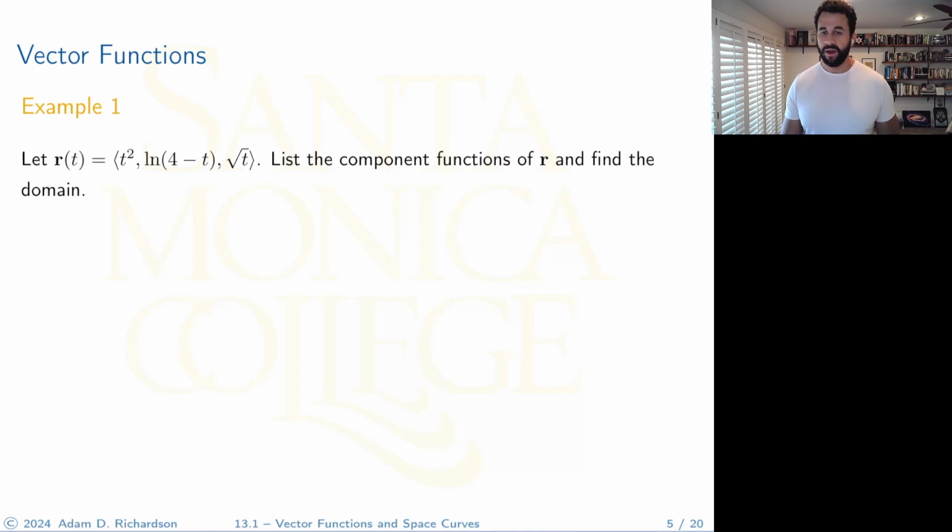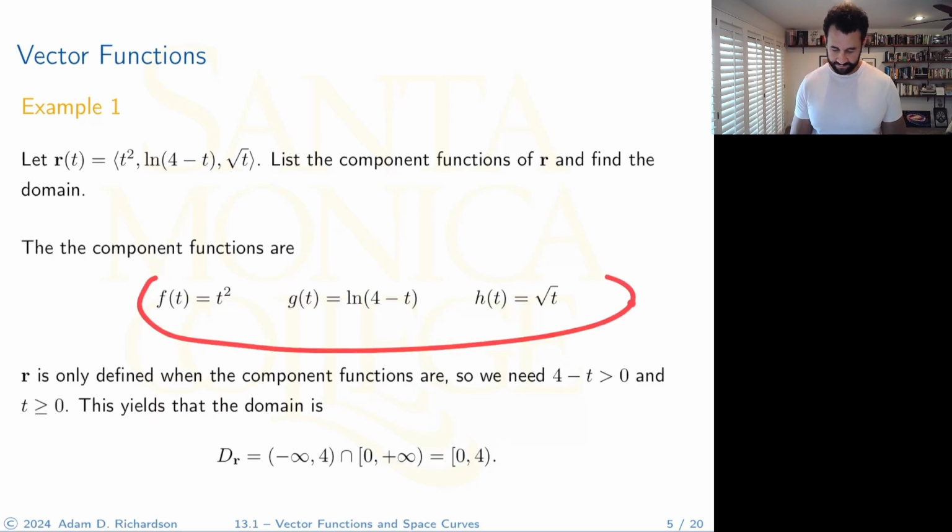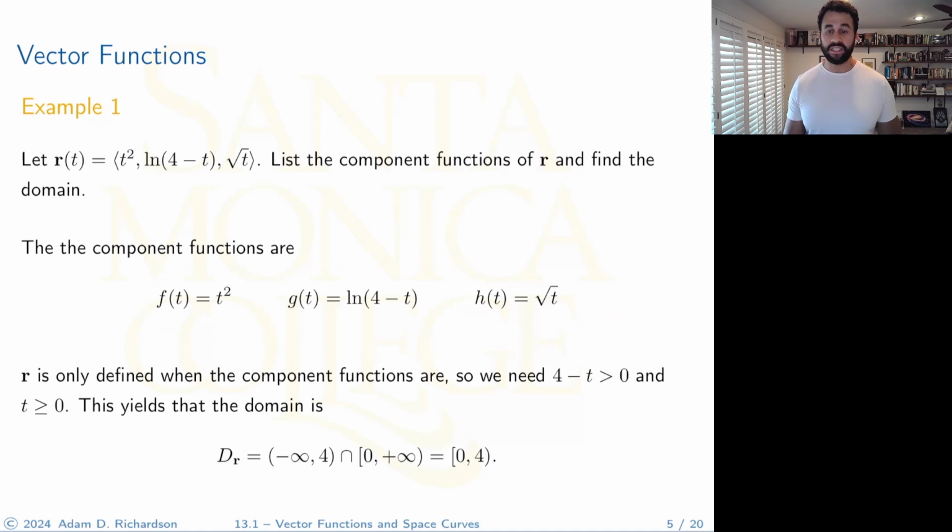All right, here we go. This one hopefully was not too difficult. The component functions are just right here: t squared, ln of 4 minus t, and root t. So that's what they are right here. You can call them f of t, g of t, h of t if you would like. It's also very common to label these things as x of t, y of t, and z of t. Just a very natural labeling when you're using x, y, and z coordinates.